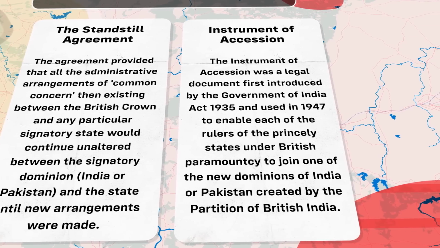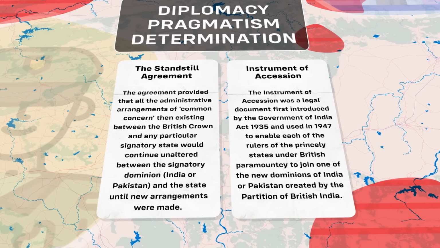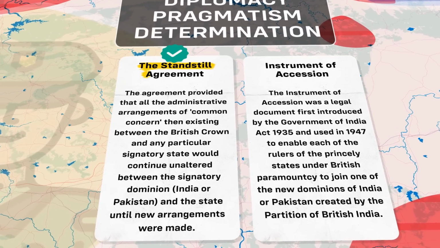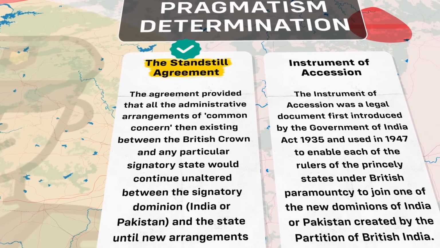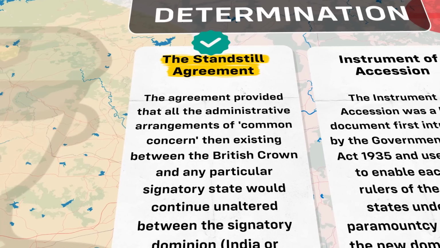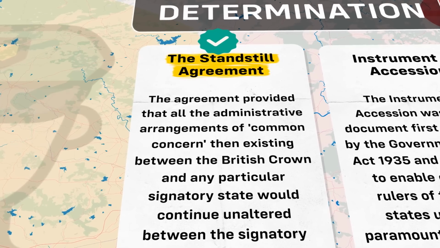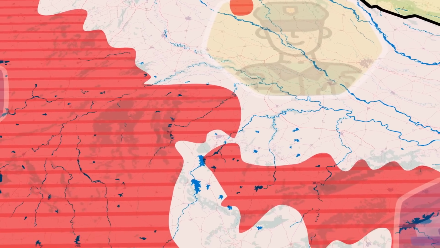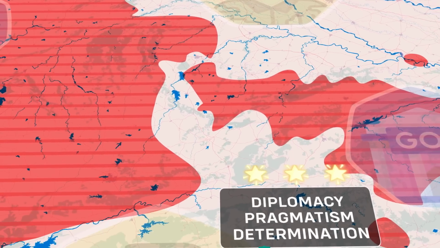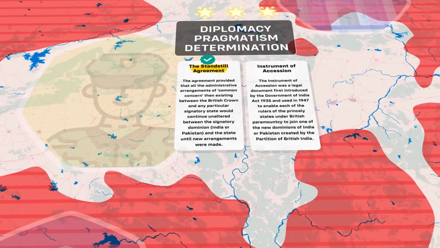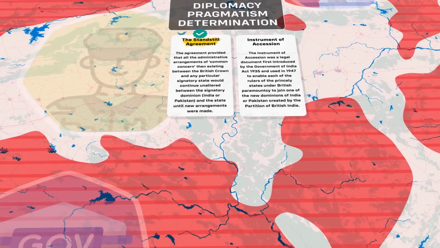Some rulers attempted to delay full integration by signing only the Standstill Agreement, which would have allowed them a bilateral treaty with India while retaining control over their own defense and foreign policy, essentially a step toward independence. In response, the Indian government firmly required that only states signing both the Standstill Agreement and the Instrument of Accession would be accepted, thereby securing India's authority.